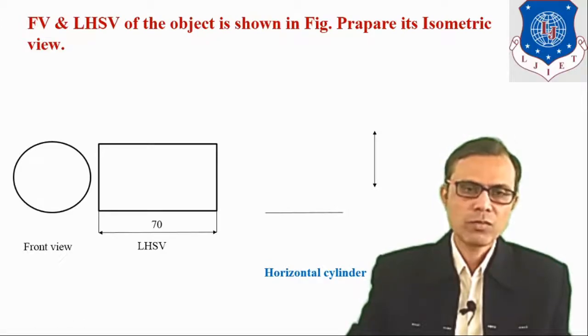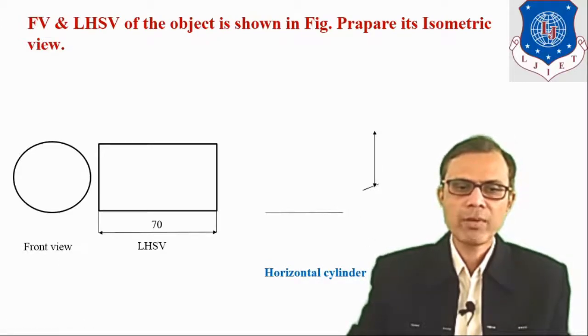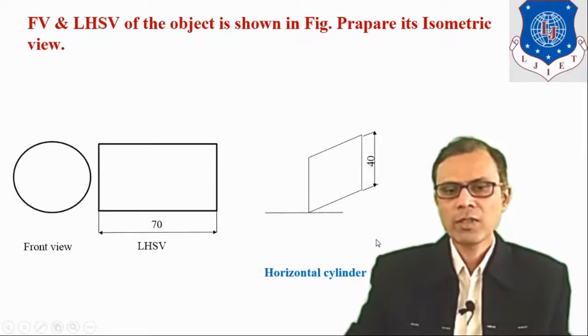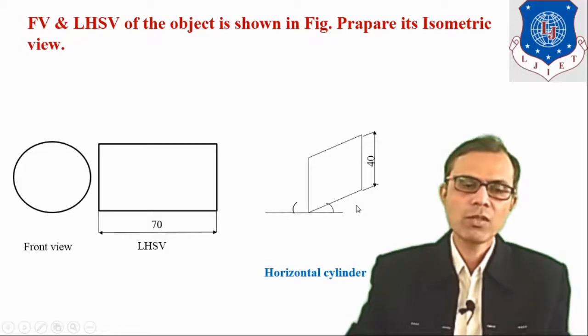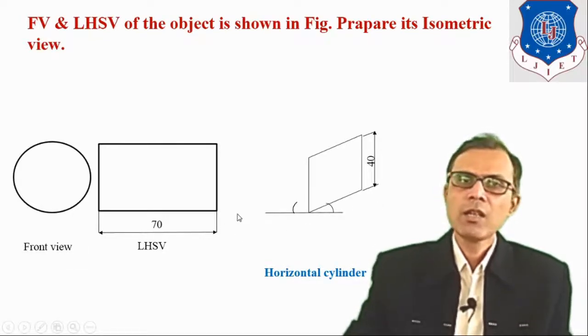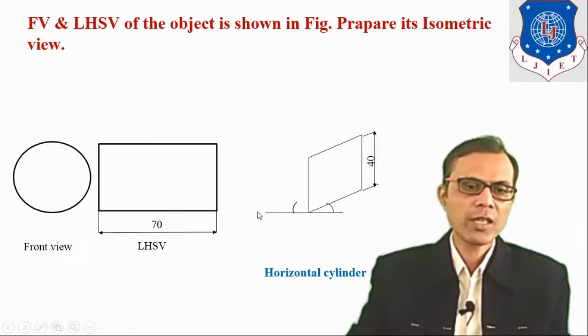So first of all, draw this reference line, and from this reference, now the direction which we are going to consider for front view is this direction. It is the direction for the front view, because left hand side view is given. So if we select this direction as front view, then it is front view direction and it will become left hand side view direction. So that is the correct choice to select the front view direction.